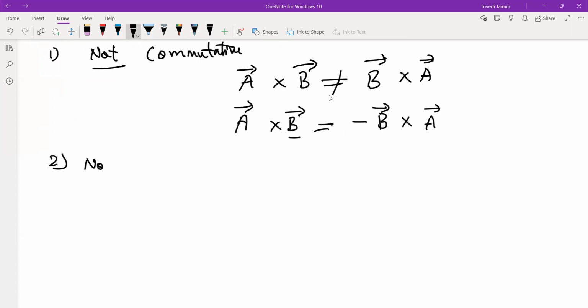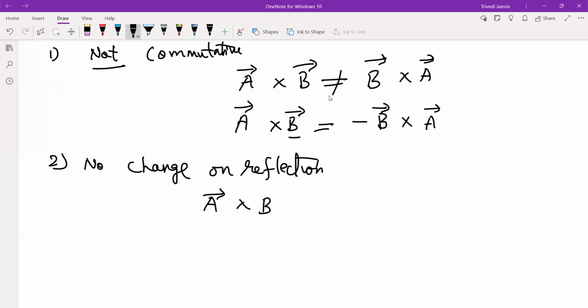So there is no change on reflection. Suppose I'm taking A cross B, which can be minus of A cross minus of B.